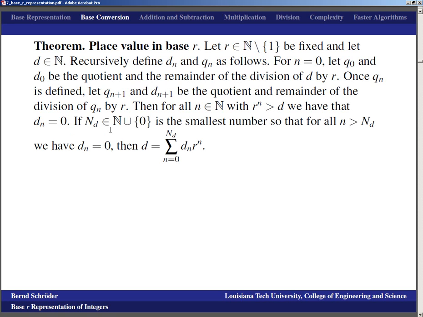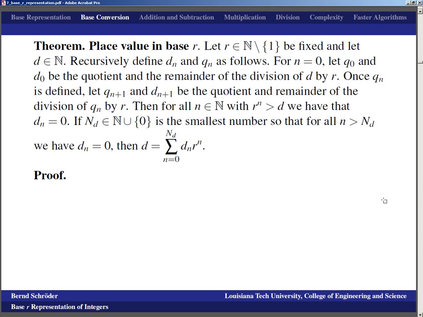And if nD is a natural number or 0, and it's the smallest number so that for all n greater than nD, we have that Dn is equal to 0, then D is just the sum for n equals 0 to nD of Dn times R to the n, which means that the Dn's are the base R representation in digits. D stands for digits all the way through here, of the number D.